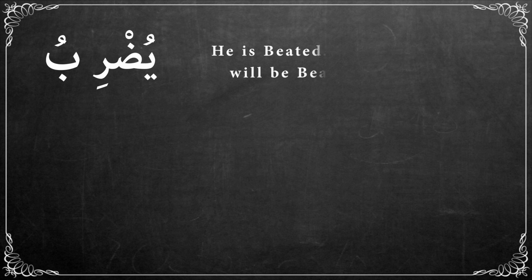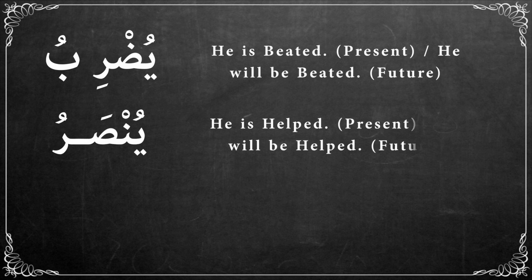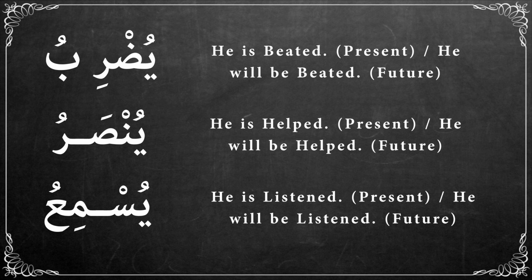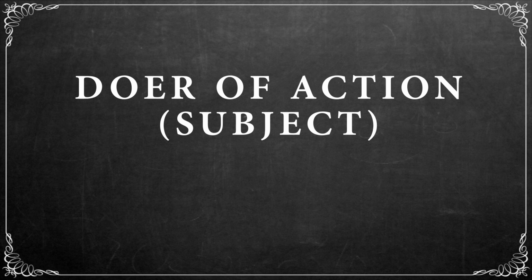For example, Yudrabu. He is beaten or he will be beaten. Yunsaru. He is helped or he will be helped. Yusma'u. He is listened to or he will be listened to. Doer of action, subject. A subject is the part of a sentence that contains the person or thing performing the action. What we have learned so far is something someone is doing in the past, present or future.